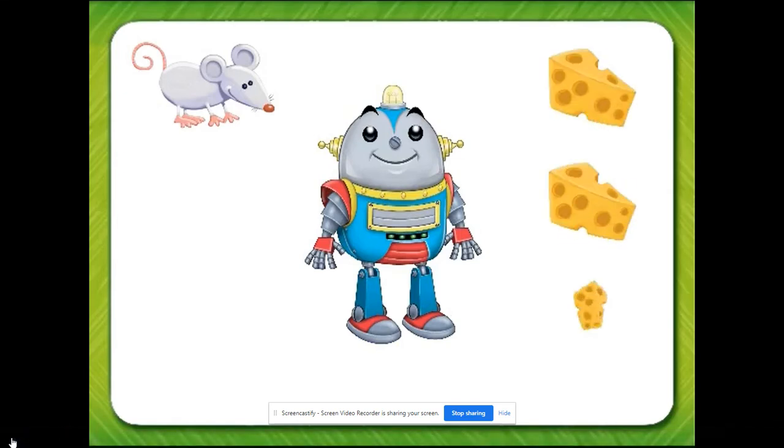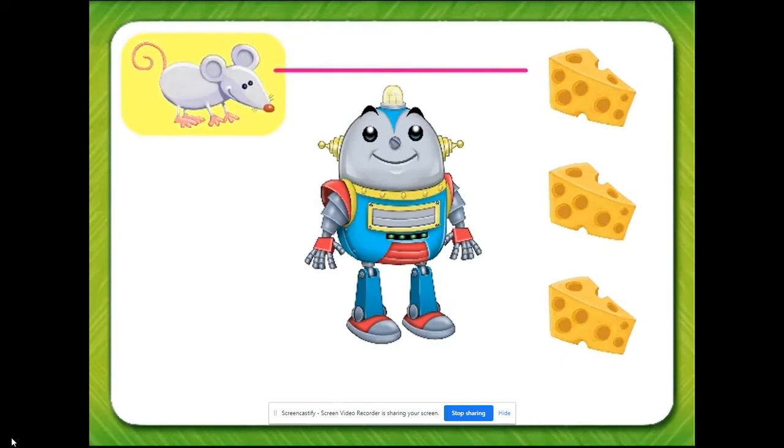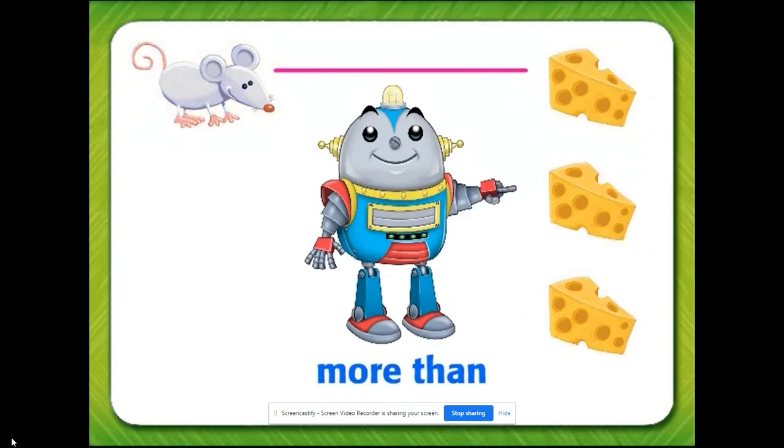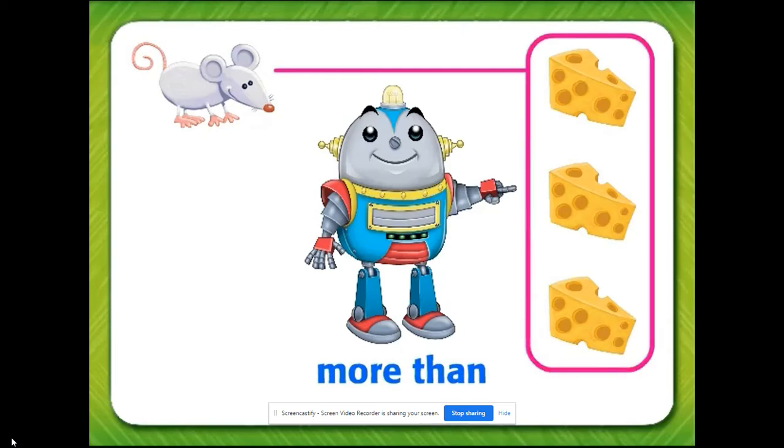Matthew Cantu has two groups of objects. He wants to know which group has more objects than the other group. Draw a line from the mouse to the piece of cheese. There are not enough mice in the first group to match each piece of cheese in the second group. The second group has more objects than the first group. Draw a circle around the group of cheese.